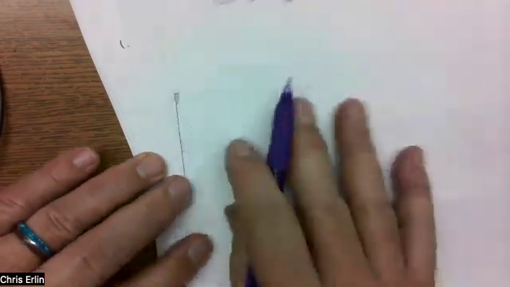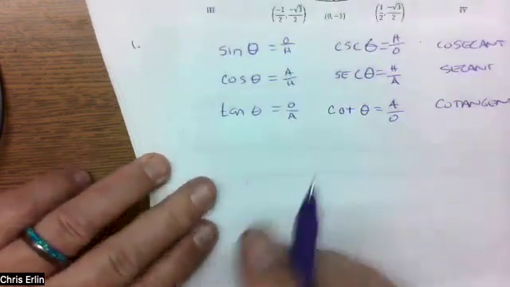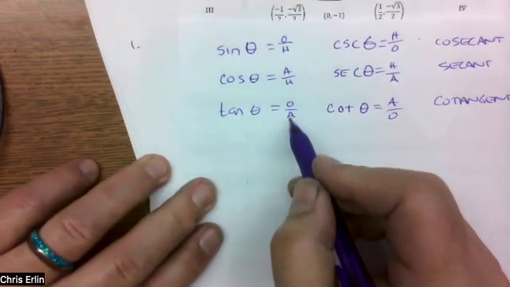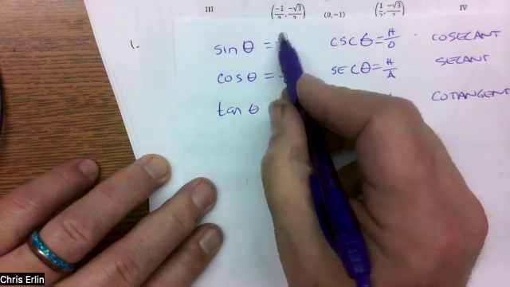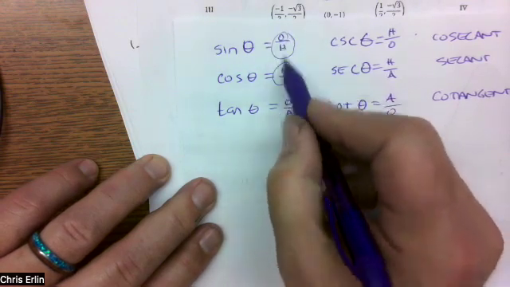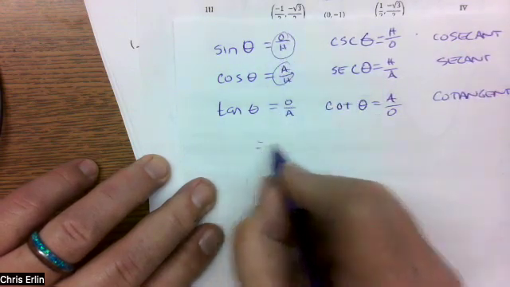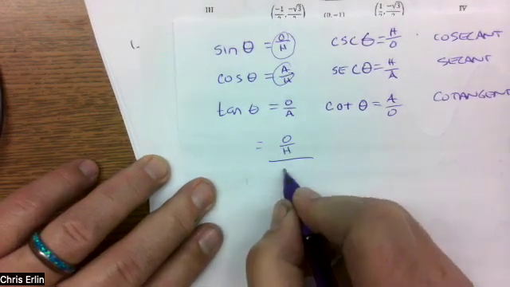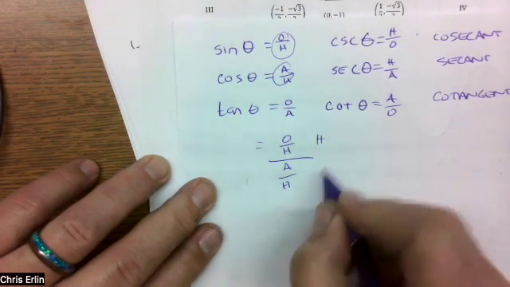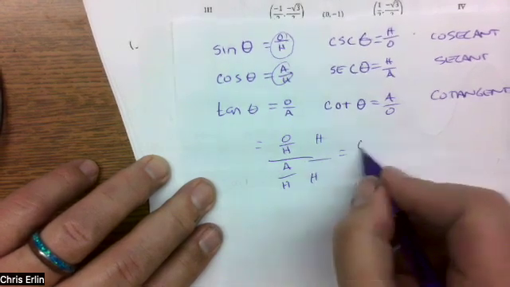Now, if tangent is opposite over adjacent, isn't that also the ratio of these two? Couldn't I say opposite over hypotenuse divided by adjacent over hypotenuse, multiply times H over H, and I get O over A?